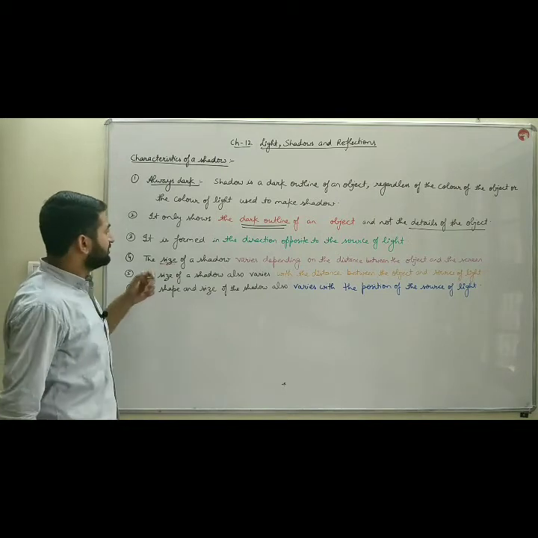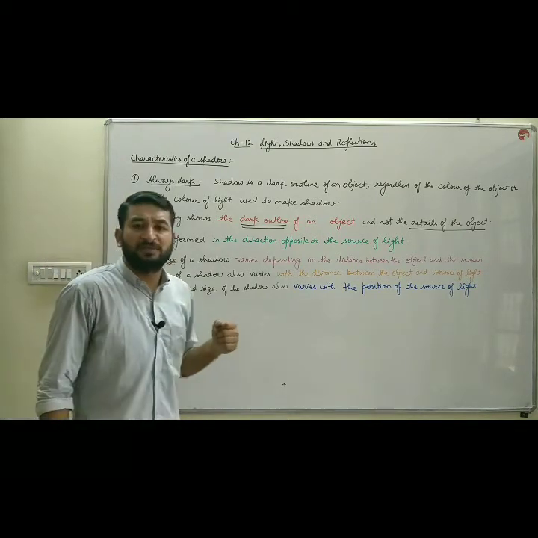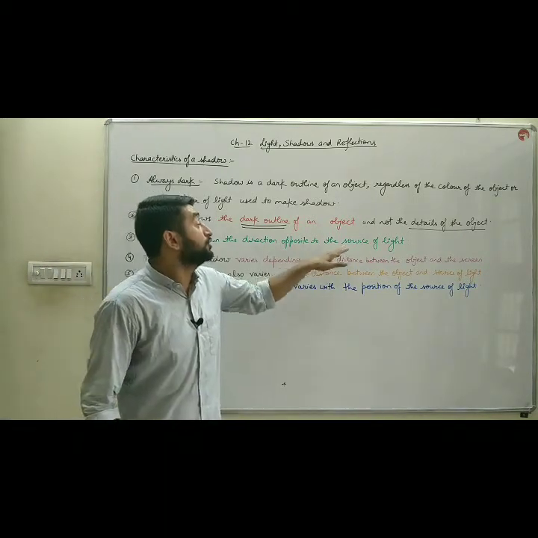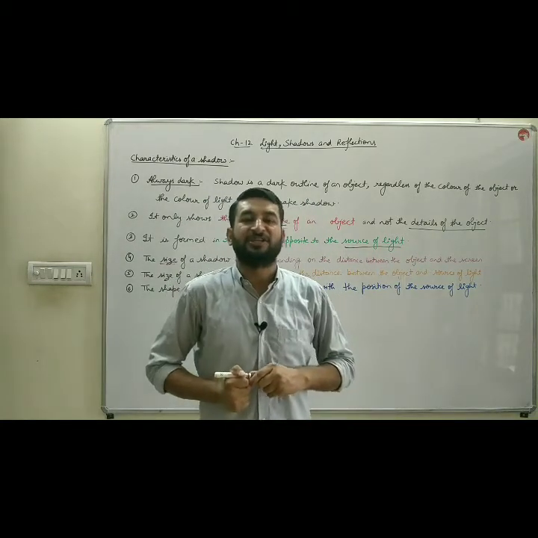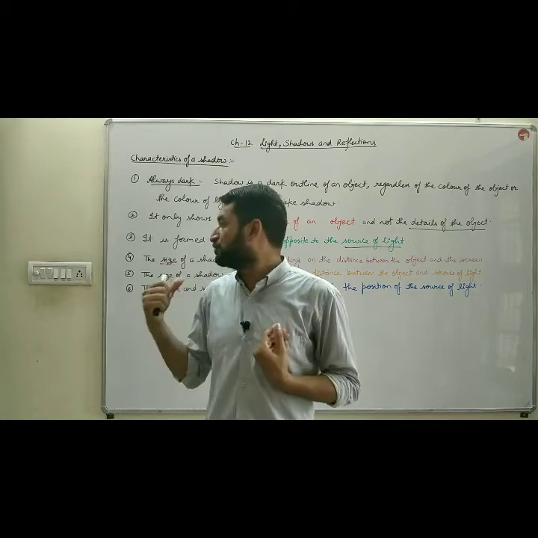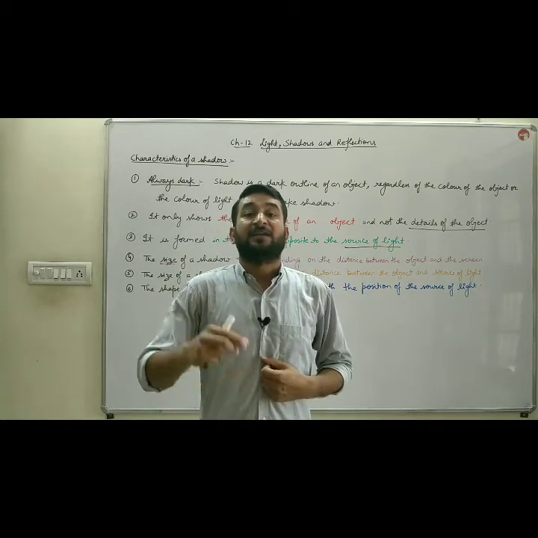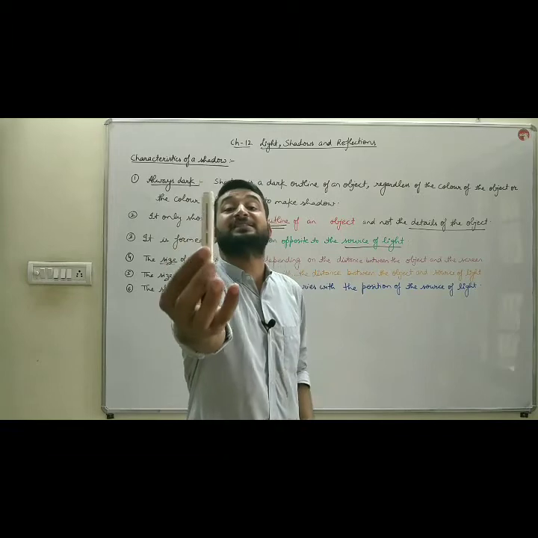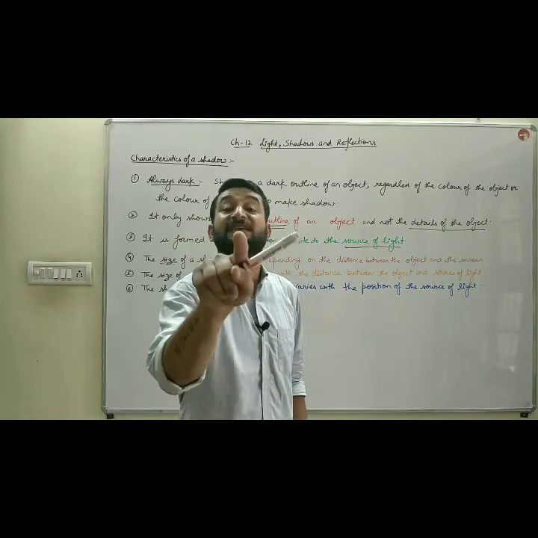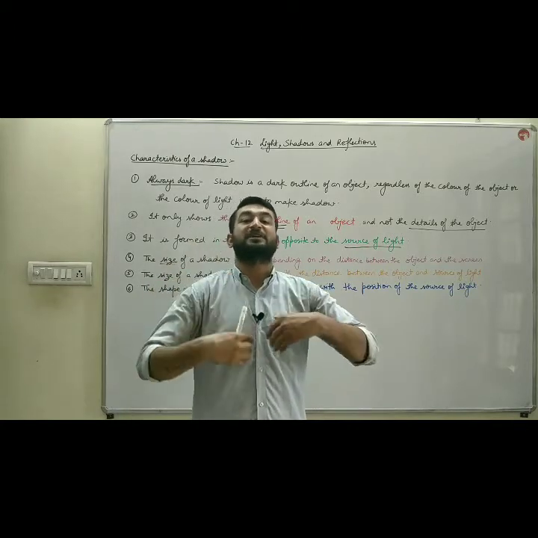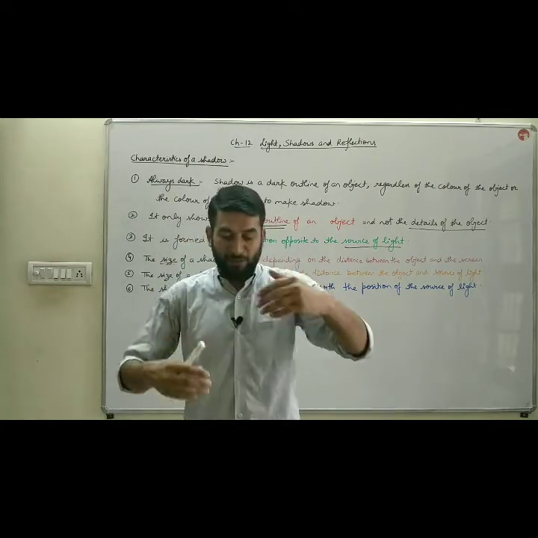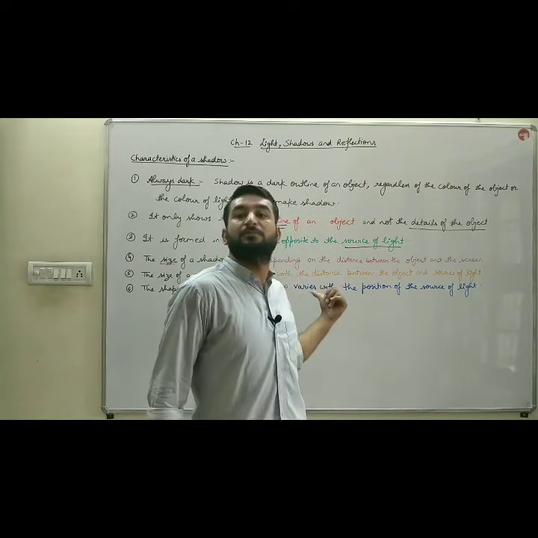Next one, shadow is formed in the direction opposite to the source of light. For example, if I am standing here, I want to draw my shadow on this board, then the object must be placed on this side, that is towards the screen, that is towards yourself. So if the object is placed towards your side, then only my shadow will fall on this board.